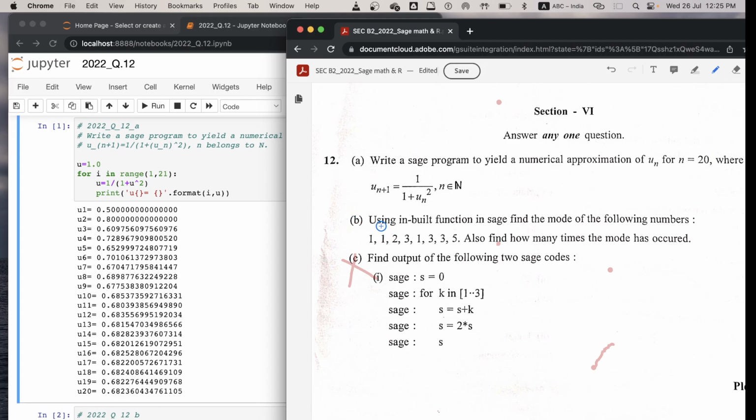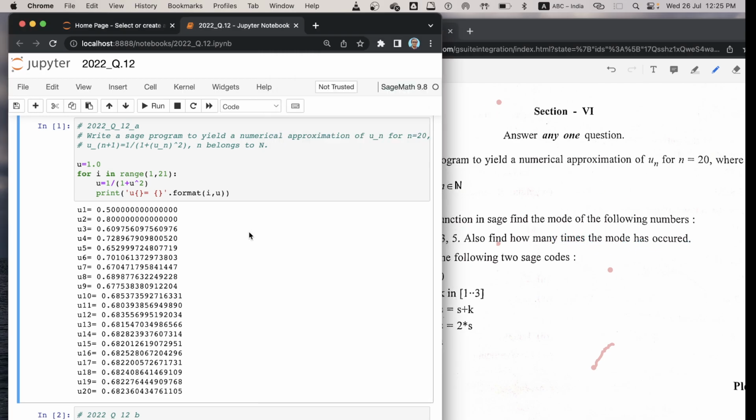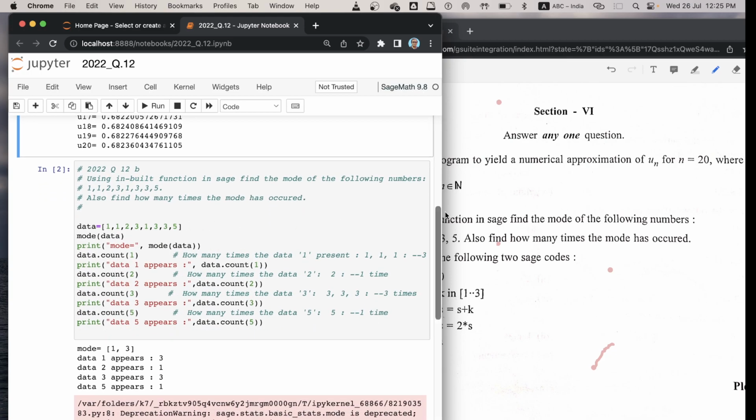Question 12b, using an inbuilt function in Sage, find the mode of the following numbers: 1 1 2 3 1 3 3 5. Find also how many times the mode has occurred. So this is the given set of numbers. This is called data. Data equals third bracket 1, 1, 2, 3, 1, 3, 5. We write the data list within the third bracket. Mode, within first bracket data. So this mode is the predefined function in Sage.